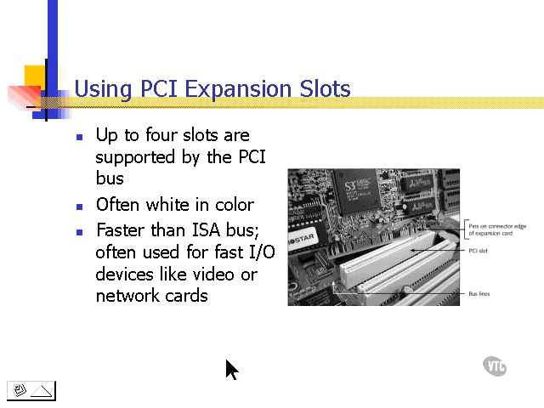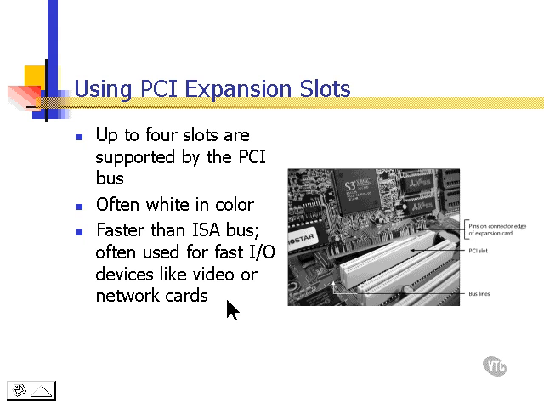The most common type of expansion slot in use today is the PCI, or Peripheral Component Interface expansion slot. We can have up to 4 slots per computer, and they're supported by a PCI bus. They're often white in color, and they're faster than the ISA bus, so they're often used for fast input-output devices like a video card or a network card.